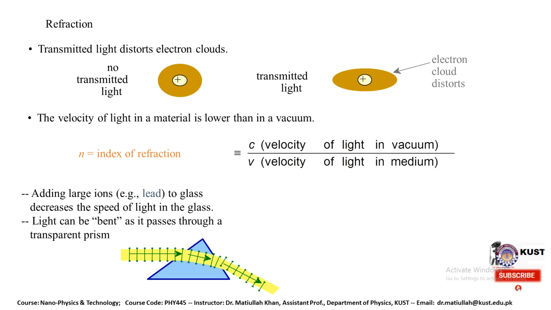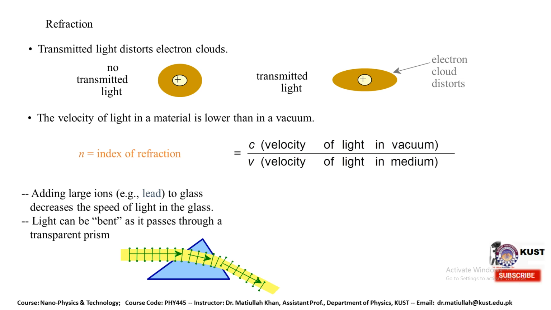The velocity of light in a material is lower than its value in a vacuum, and the ratio for a particular medium is called the index of refraction. That is the ratio between the velocity of light in vacuum to the velocity of light in that particular medium. So we have different values of n for different materials.